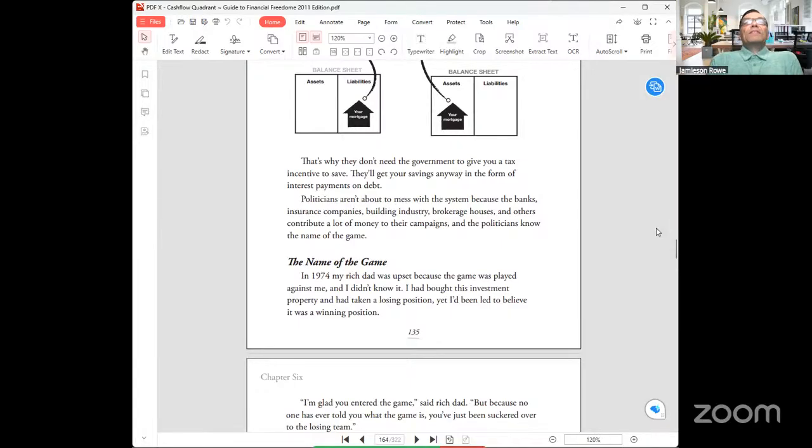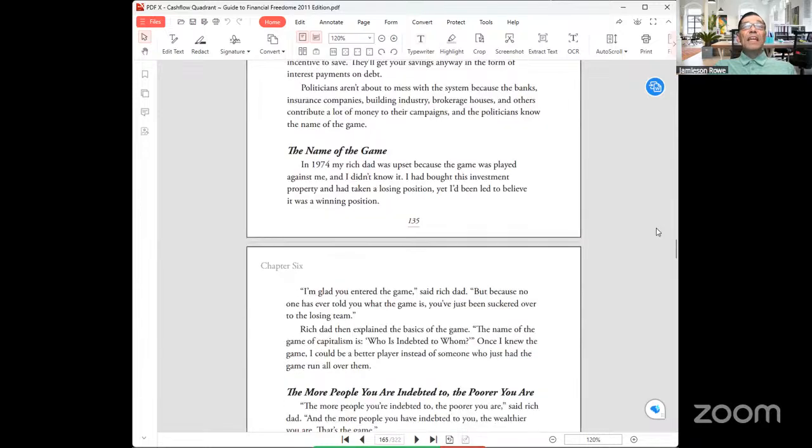They'll get your savings anyway in the form of interest on payments on debt. Politicians aren't about to mess with the system because the banks, insurance companies, building industry, brokerage houses, and others contribute a lot of money to their campaigns, and the politicians know the name of the game.